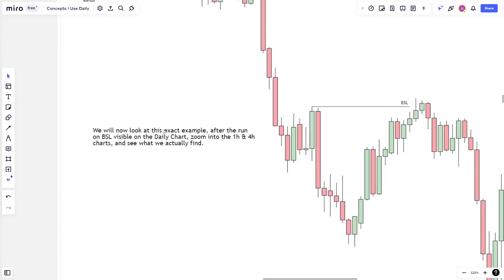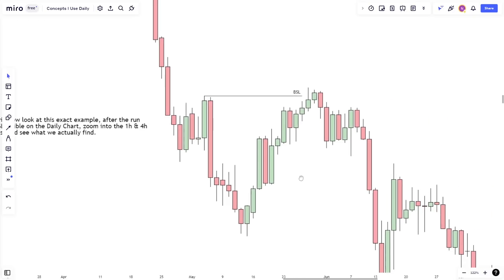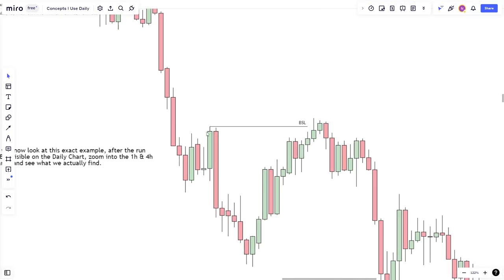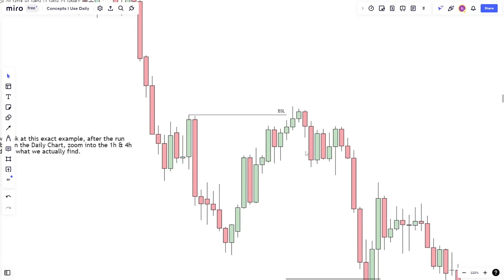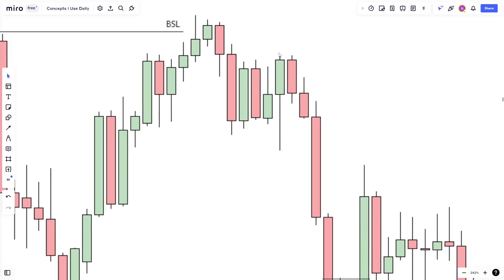We will now look at this exact example, the random buy side liquidity visible on the daily chart, zooming to the 1 hour and 4 hour charts, although I think I only did it for the 1 hour, and see what we actually find. As you can see, the daily chart again continues to be bearish, goes above a high, taking this buy side liquidity, and we start seeing some aggressive move lower. What do we have here? A couple of highs around the same level taken by this high, and look at the reaction afterwards. A fair value gap in here as well.